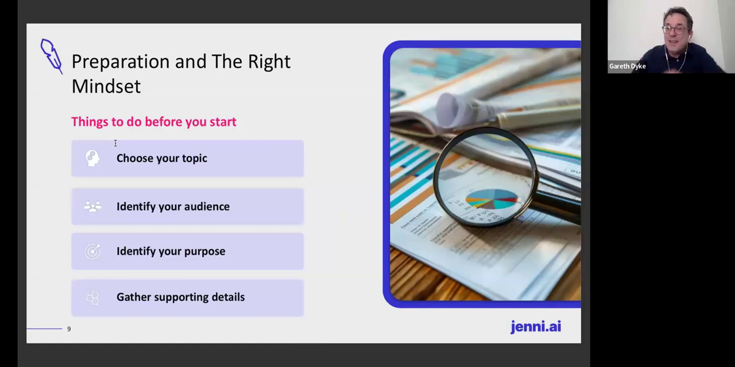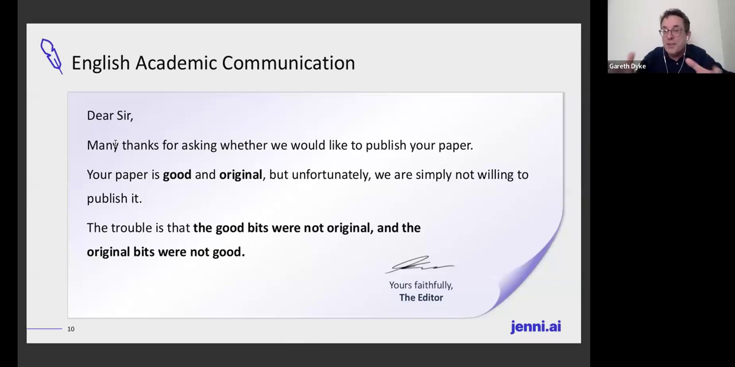Choose your topic, identify your audience, identify the purpose of your research, and gather all of those supporting details before you start to write, because you don't want to get one of these letters. "Many thanks for asking if we'd like to publish your paper. It's good and original, but we're not willing to publish it. The good bits were not original, and the original bits were not good." Desk rejection because you haven't selected effectively a target journal at the outset.